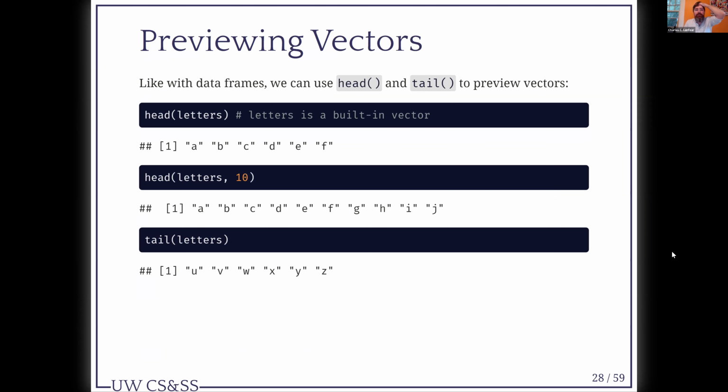Like with data frames, we can look at our vectors or preview them using head and tail. Letters is a built-in vector in R. Letters is the 26 lowercase letters of the English alphabet. If I do head on letters, I will get the first 6 elements of it. I could instead say head of letters, 10, and get the first 10 letters of the alphabet. I could say tail of letters and get the last 6 letters of the alphabet.